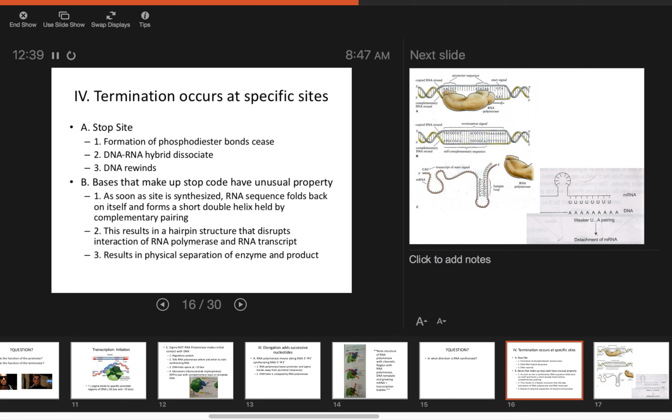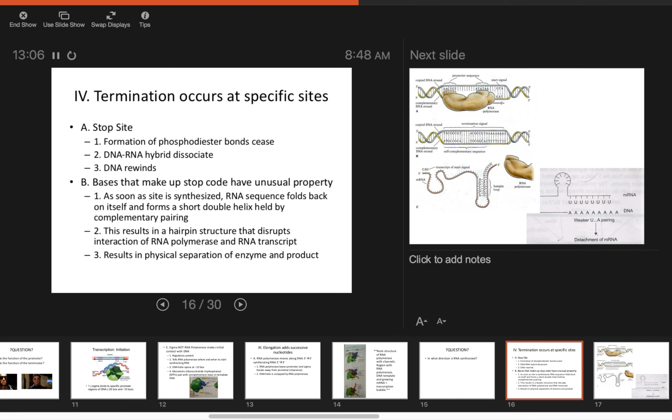As soon as the site is synthesized, the RNA sequence folds back on itself and forms a short double helix held by complementary pairing. Basically, it's going to form a hairpin structure like this. So that way when RNA polymerase reaches it, it can't go forward anymore. It hits a bump in the road. You can kind of think of it as a railroad track. And that's how it falls off.